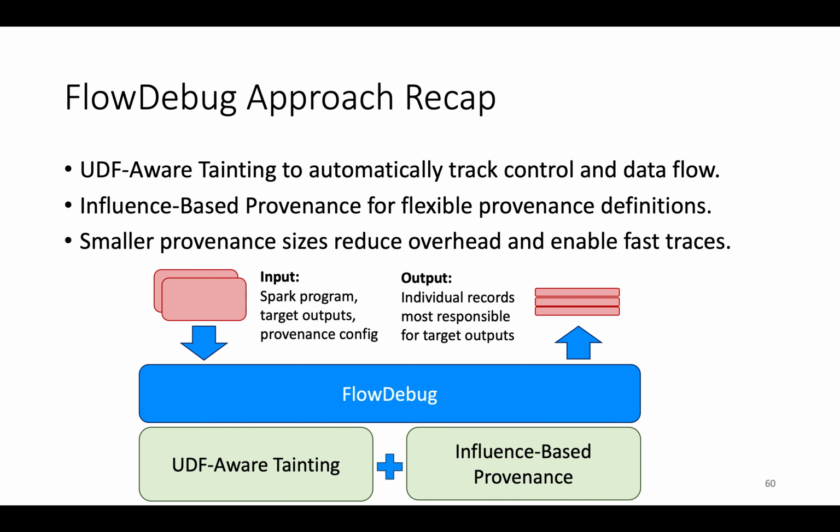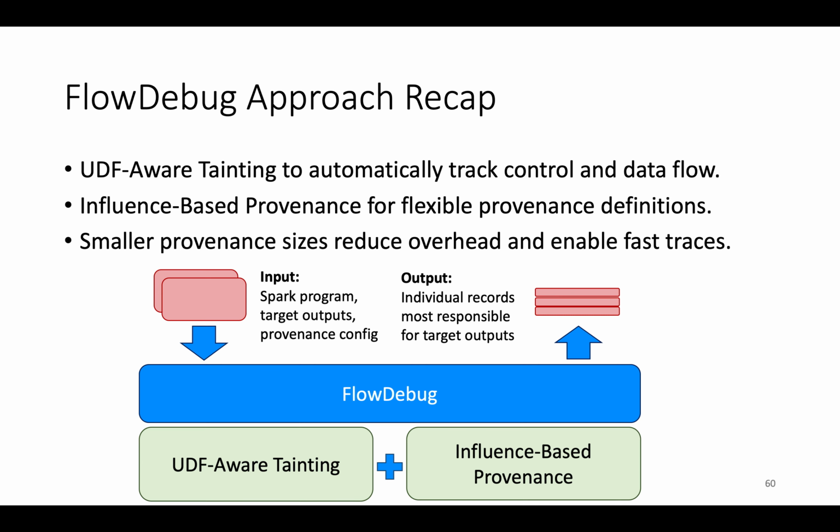FlowDebug approach. So FlowDebug implements two primary approaches, which is UDF-aware tainting and influence-based provenance. UDF-aware tainting is our implementation to automatically track control and data flow, although it can also come at a slightly higher computation cost. On the other hand, influence-based provenance provides a flexible provenance definition API, but does require a little more developer intervention. And in both cases, we observed that smaller provenance sizes are able to significantly reduce the overhead of instrumentation phase and also enable FlowDebug to conduct extremely fast traces.